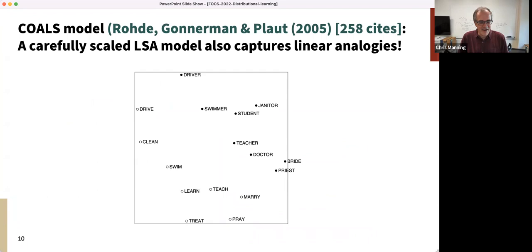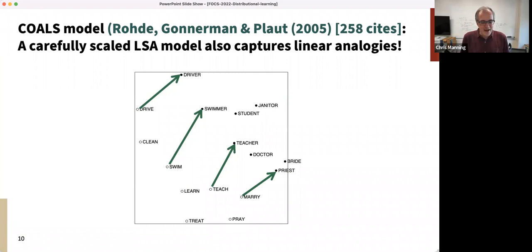So a number of years earlier, Doug Rohde, who was a psychology student, because there's a strong thread of LSA work in psychology, had actually shown that if you were careful in scaling word co-occurrence frequencies, so not using raw frequencies, but scaling them carefully, you could get exactly the same effect with the SVD composition. So here's one of the examples he shows where you've got the same kind of linear difference between a verb and the noun for the agent of the verb.